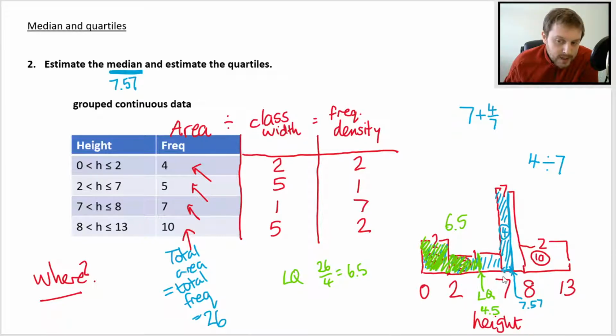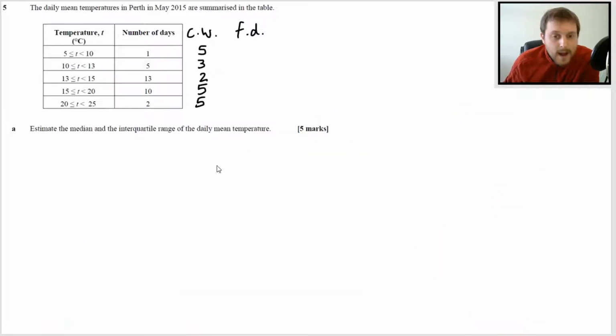So we would be at 7. We have gone a certain amount along. We've gone 4 out of 7 along, and then we add that to 7. So that's basically what we're doing. And we just have to do that carefully, right? So anyway, this is your area, and this is that divided.